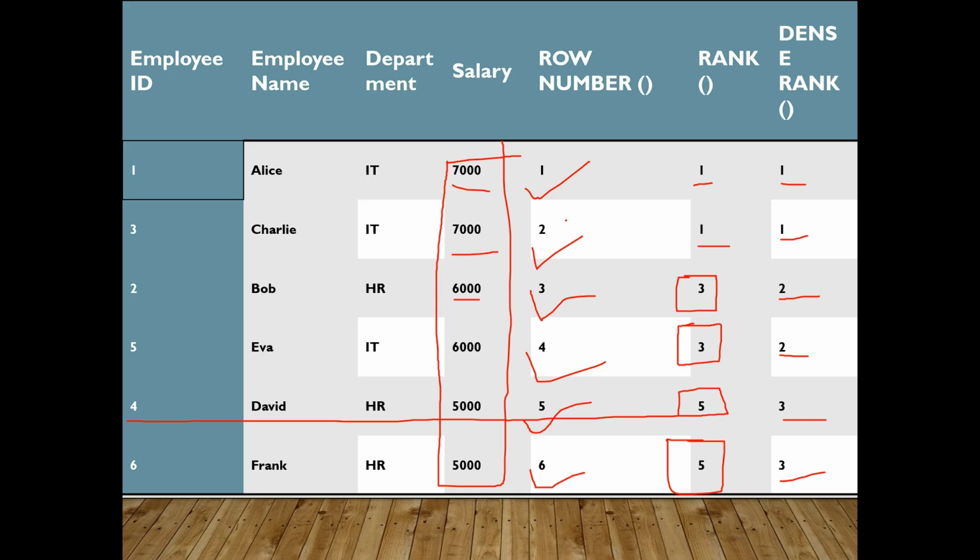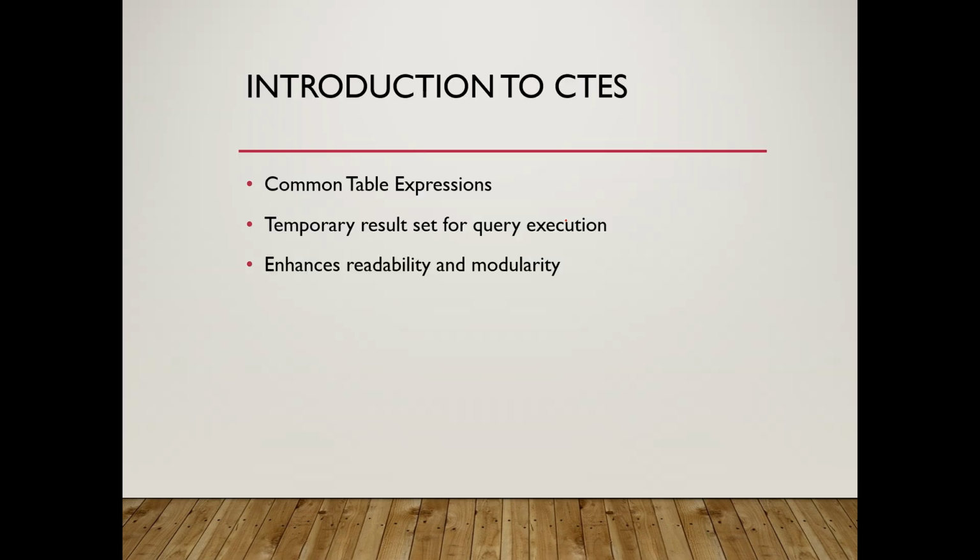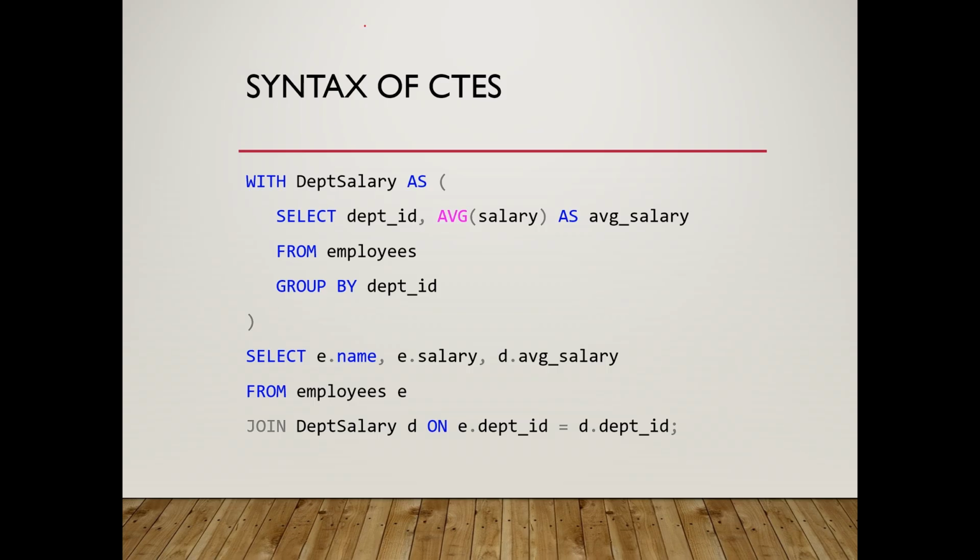Okay, moving on, let's talk about the CTE, or common table expression. A CTE is a temporary result set that you can reference within another SQL query. It makes your SQL cleaner, modular, and more readable, especially when dealing with complex joins or recursive operations. So this is the syntax for the common table expression.